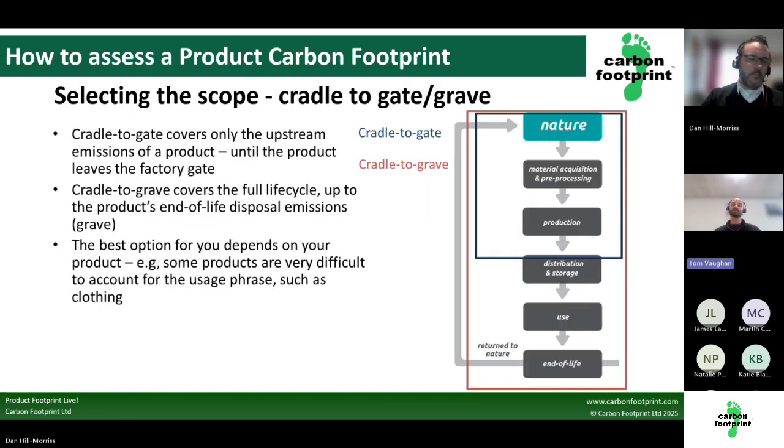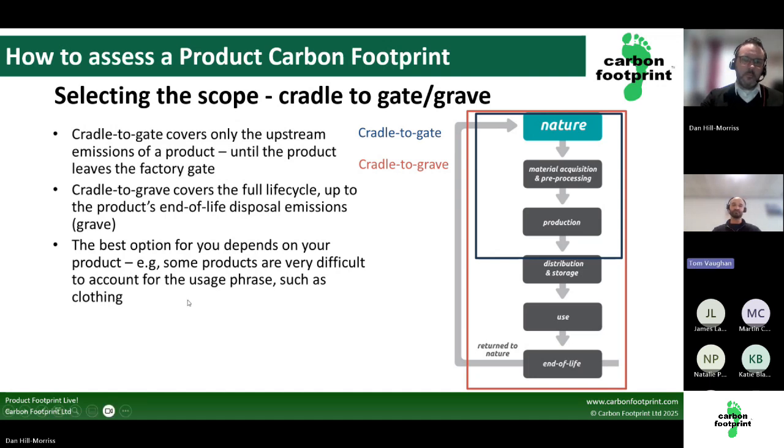So once you've decided your method, you have to select the scope and decide the scope of your assessment. So either cradle to gate or cradle to grave. Cradle to gate covers only the upstream emissions of the product, so from the raw material extraction up to your factory, and then including the transportation of those raw materials to your factory. And cradle to grave, on the other hand, assesses your full life cycle, so from the factory to the disposal as well. So everything from raw material extraction to end of life and use of the product, if that's relevant.